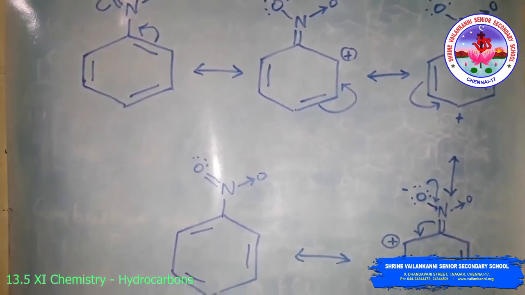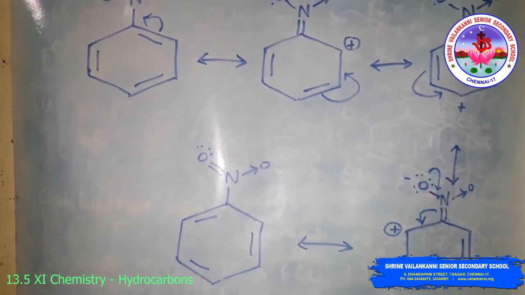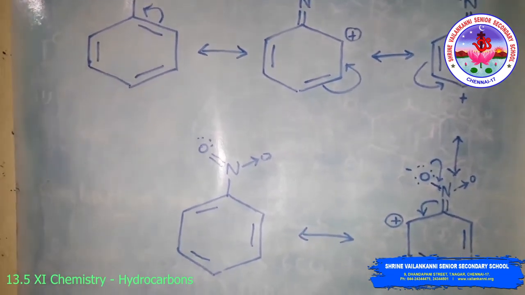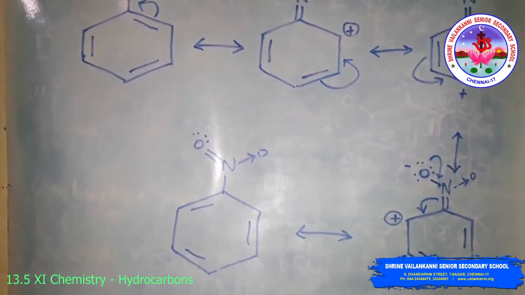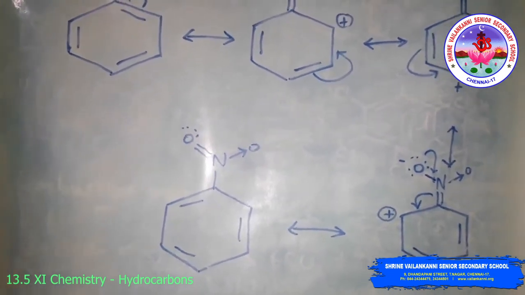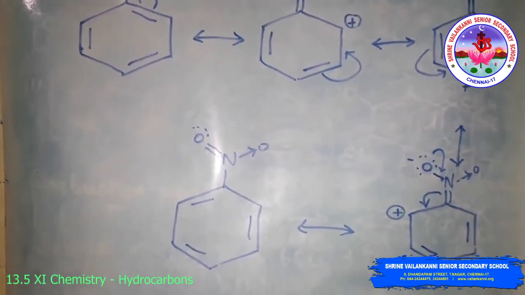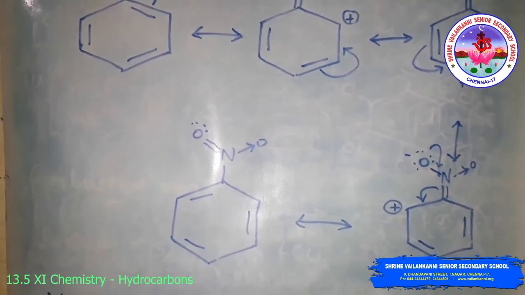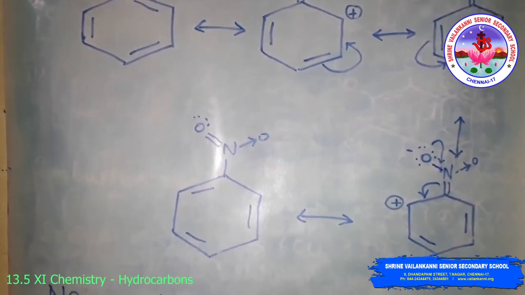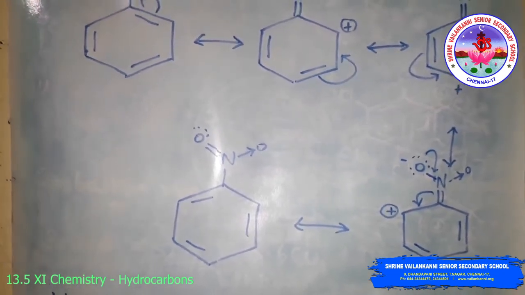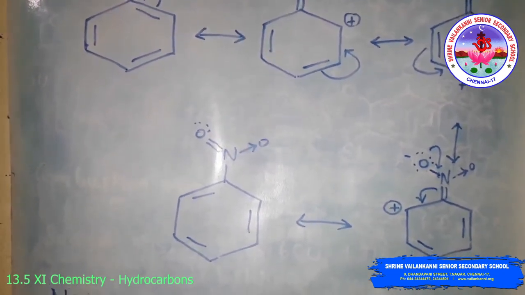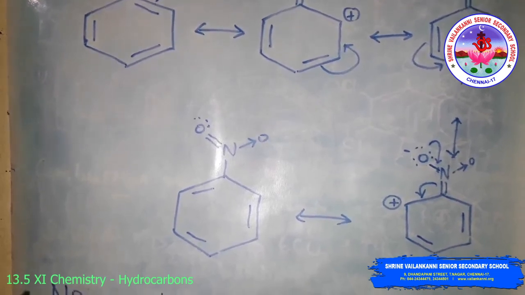Then the carcinogenicity and toxicity. Benzene and polynuclear hydrocarbons containing more than 2 benzene rings fused together are toxic and have the property of producing cancer, that is, they are carcinogenic. Such polynuclear hydrocarbons are formed on incomplete combustion of organic materials like tobacco, coal and petroleum.